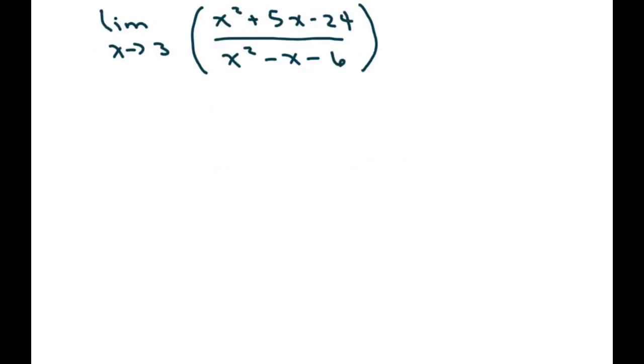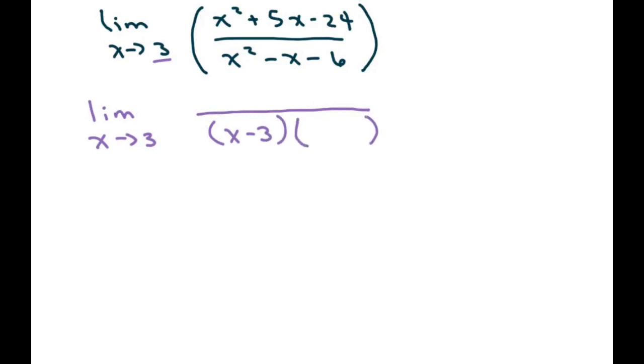Okay, the next one is this. We're going to have to factor this. The hint would be that if you plug in 3 in the denominator, it does give you a 0. So I'm going to make one of the factors x minus 3, because I know that will give me a 0. That's just a hint. And if that's negative 3, then this one has to be a plus 2.